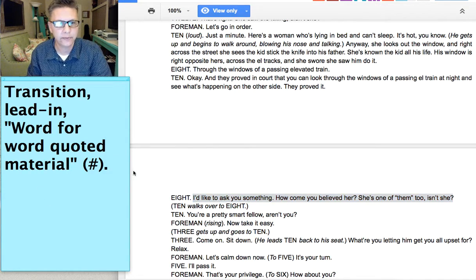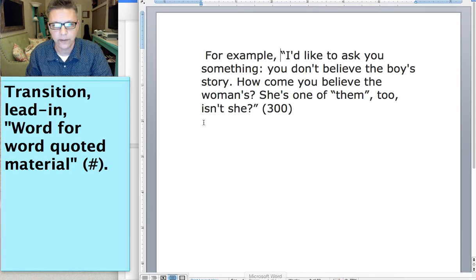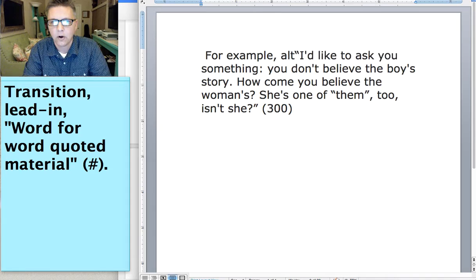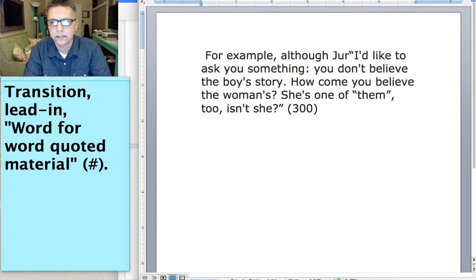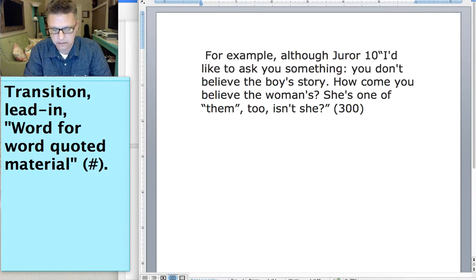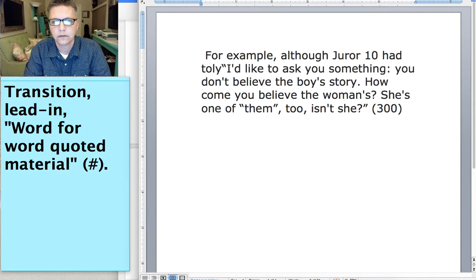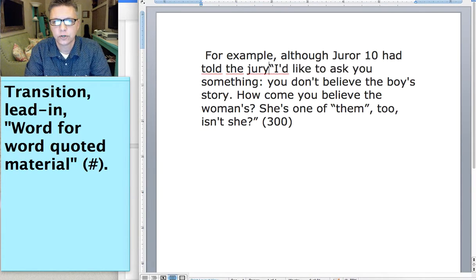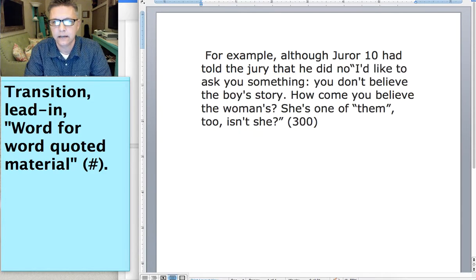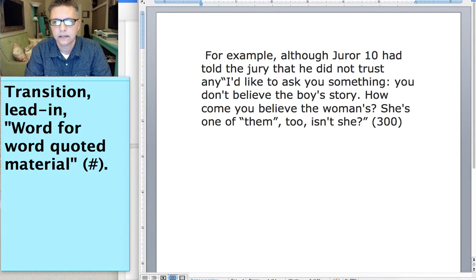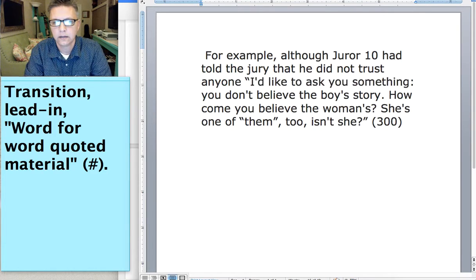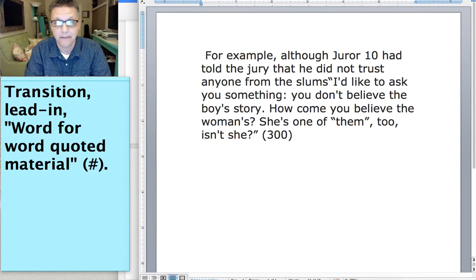So we can go back in here and we can work that into our essay, and that way we know that we are on track. So what do I want to do then? I want to set up a phrase. So we're going to say, although juror 10 had told the jury that he did not trust anyone from the slums. Okay, so I have part of my background there.